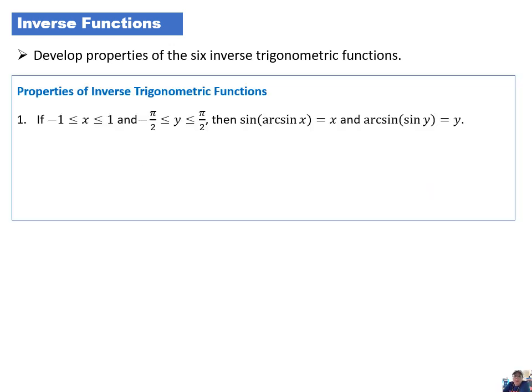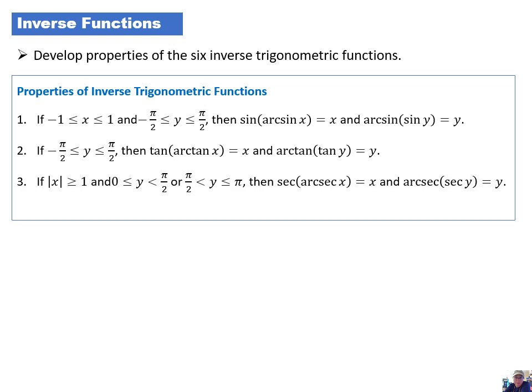Looking at those properties again, if x is between -1 and 1 and y is between -pi/2 and pi/2, then sine of the arc sine of x will equal x, and arc sine of the sine of y will equal y. If y is between -pi/2 and pi/2, then the tangent of arctan of x will equal x, and arctan of the tan of y will equal y. Basically, it's telling us that they undo each other and that they're inverses.